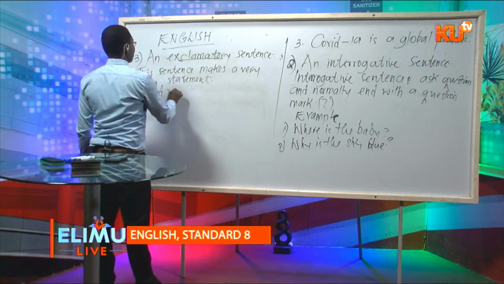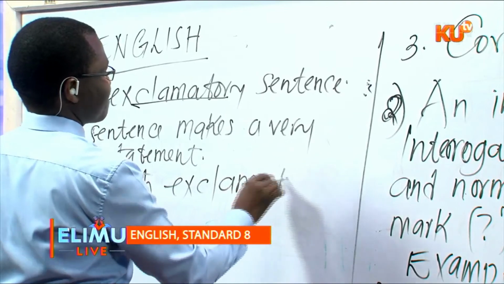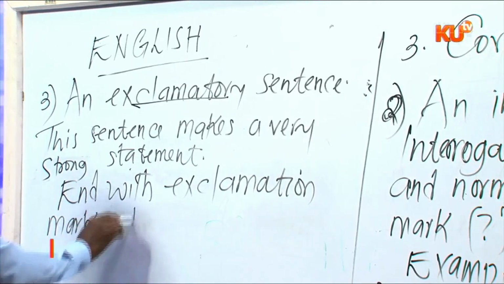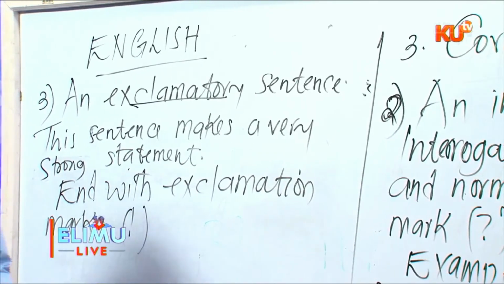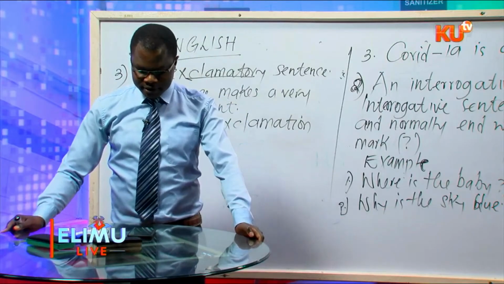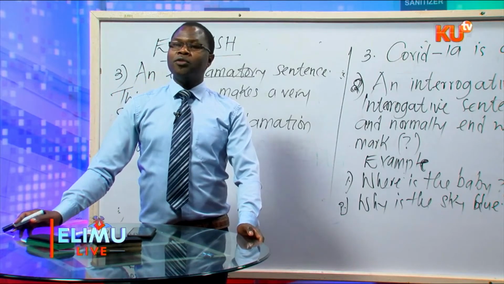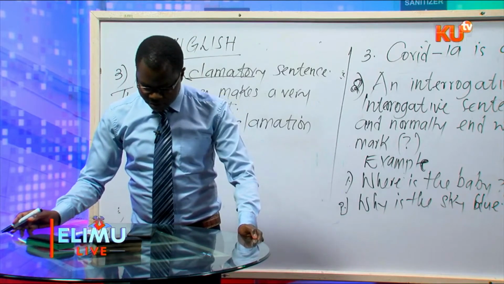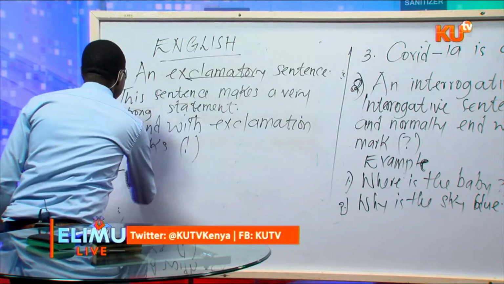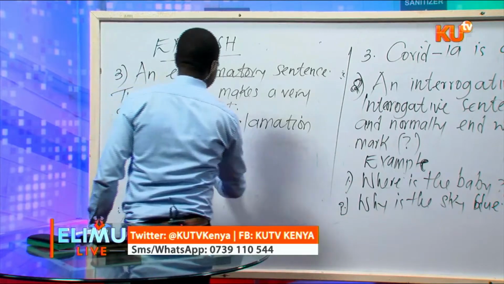And with exclamation marks. And this is the sign of an exclamation mark. So for these types of sentences, exclamatory sentences, they are used to make strong statements, and especially they are used to show feelings. So there is that also element of expressing. They express feelings.